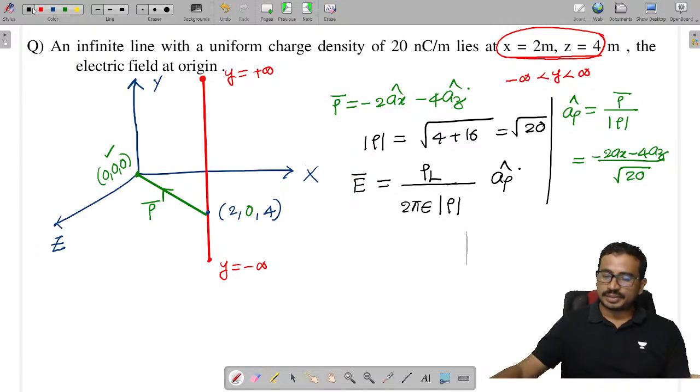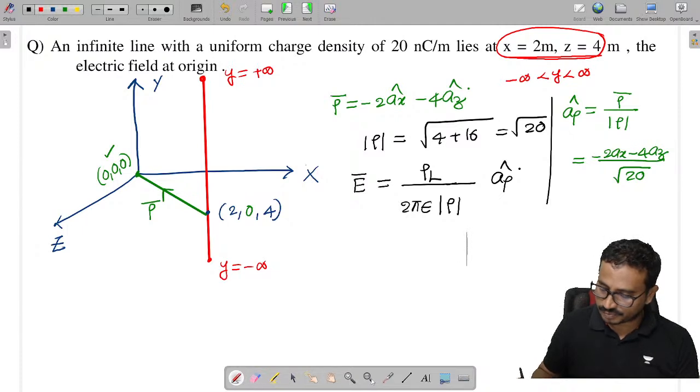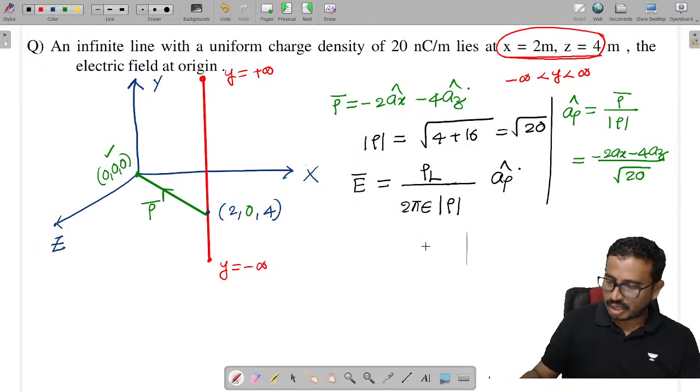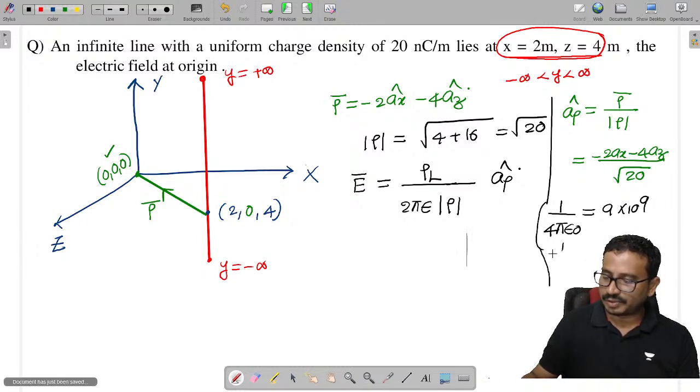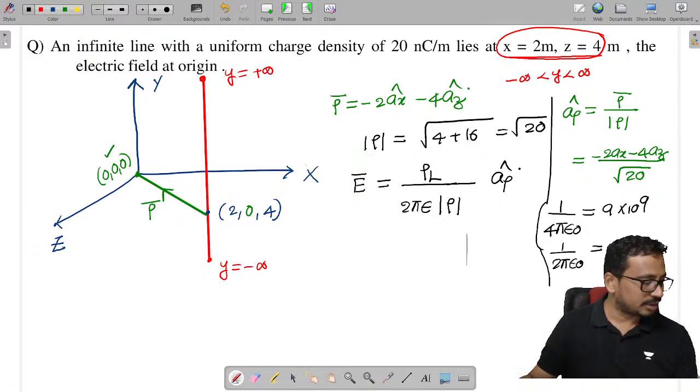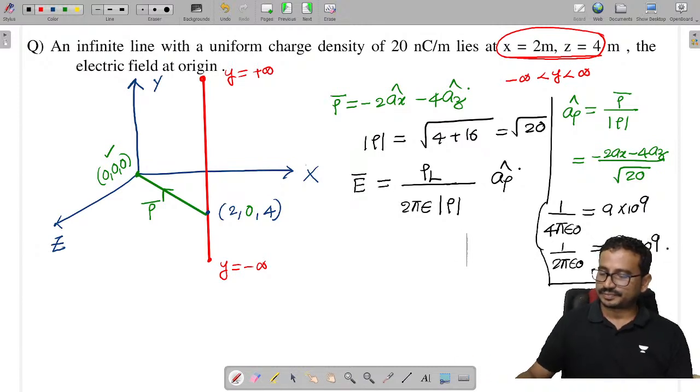Substitute the values now. They've given the values here. Here the rho L value we know. As we know, 1 by 4 pi epsilon naught is 9 into 10 power 9. Here we want 1 by 2 pi epsilon naught. Taking the 2 to the other side, it can be given as 18 into 10 power 9.